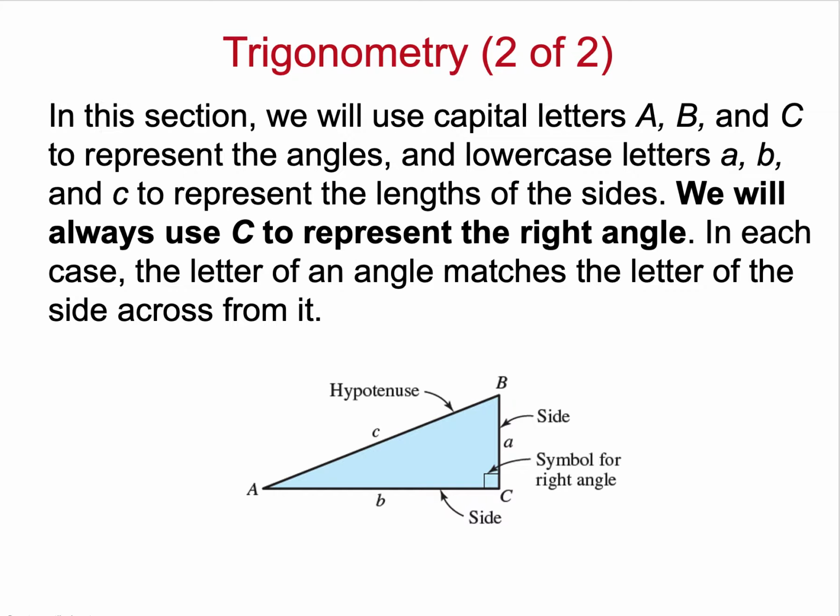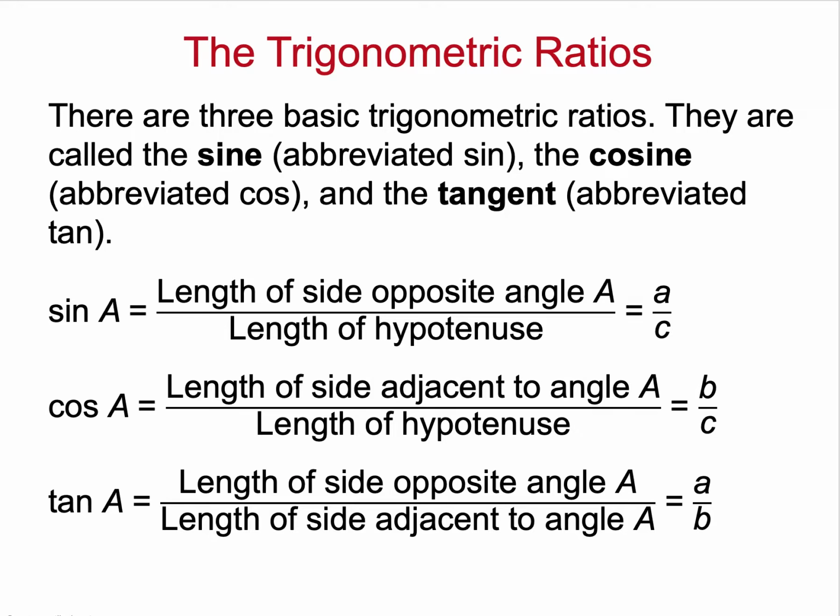In this section, we're also going to use the capital letters to stand for an angle and the lowercase letters to stand for the side across from it. And letter C will always be the right angle that we're going to show with a box. So we need to define the trigonometric ratios.